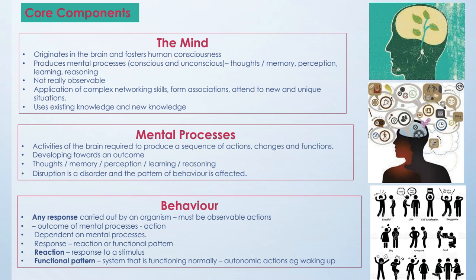So it's not really an observable thing. We can't cut someone's brain open and see the mind. But it's those things that happen in the brain, those neural pathways that create these thoughts and memories and perceptions. So what happens in the mind is we can apply complex kind of networking skills in those parts of the brain to form associations and to really interpret new things that are happening. And it very much uses what we already know that's stored, okay, but it also draws in from new things that we're learning all the time. So that's what the mind is, okay.